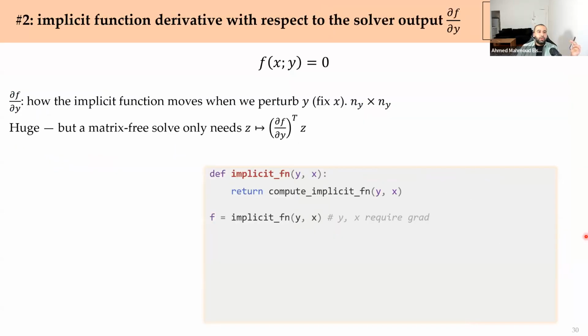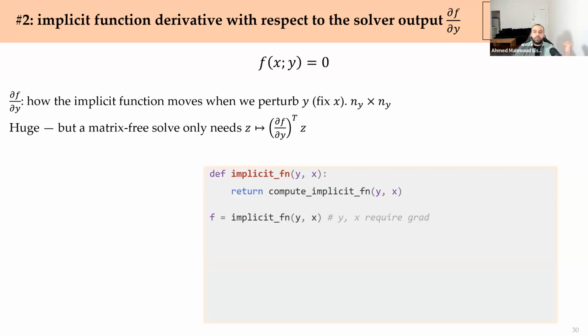The second one is df/dy, which basically measures how much the implicit function moves if I wiggle or perturb the output y while keeping x constant. We don't need to materialize this matrix since we only need to solve for lambda. If you're using a matrix-free solver, one where you only need the multiplication of the system by a vector, you can do this using a vector-Jacobian product.